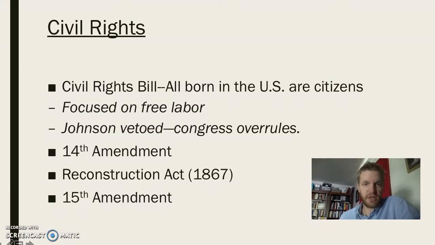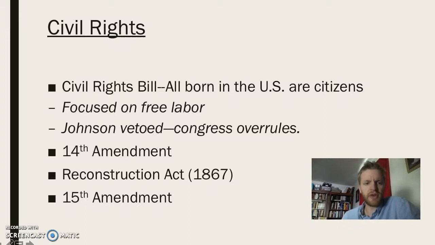Johnson, of course, vetoed it. Why? Because he was a blatant racist. I mean, there's really no arguing that. Having grown up in Tennessee, he did not like African Americans. But Congress overruled his veto in April of 1867, which was the first time that a bill had been passed over a presidential veto. Sorry, I think it was 1866 is when that happened.